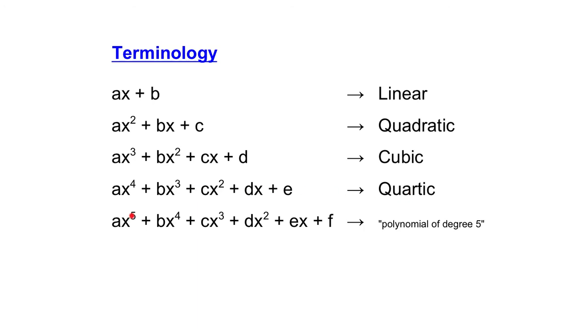And if you go up to 5, it could be called pentic, whatever, but we'll just say polynomial of degree 5, polynomial of degree 6, and so on. Okay, so those are the words you need to be comfortable with: linear, quadratic, cubic, or quartic. We can factor all of those based on what we did in these examples.